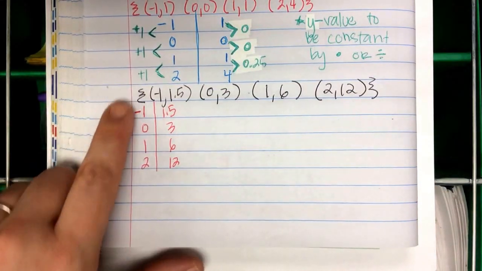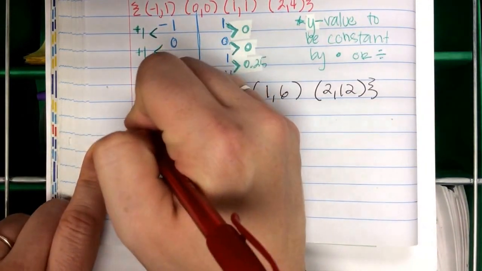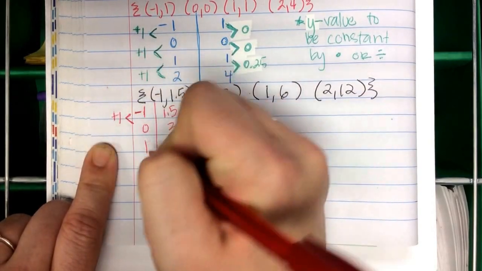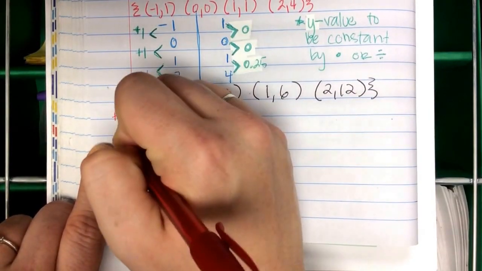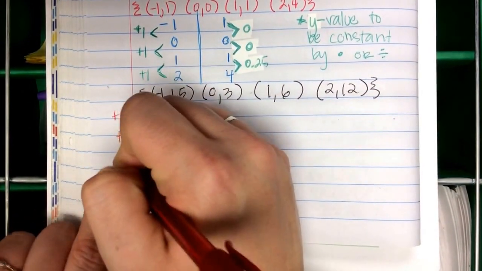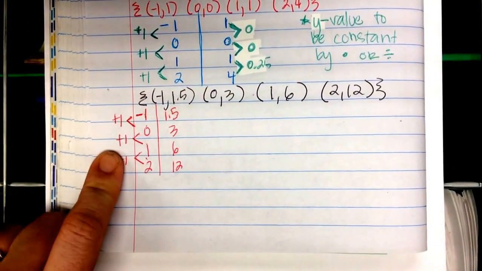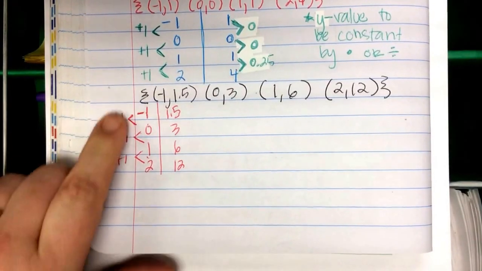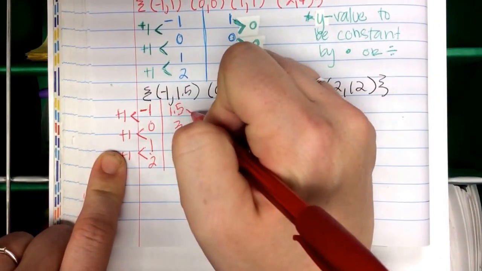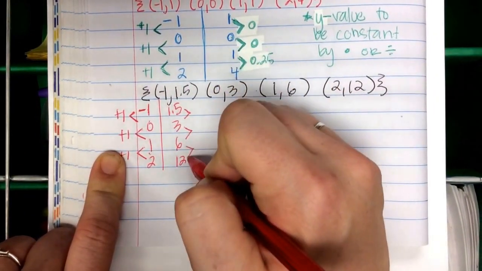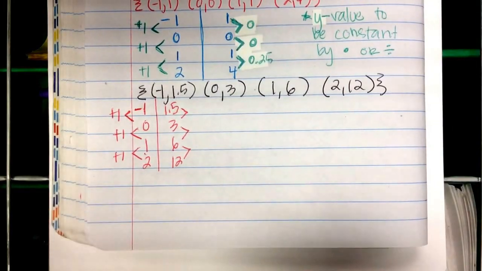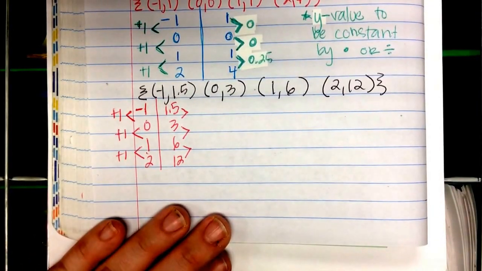My numbers, let's see, from -1 to 0, I add 1. From 0 to 1, I add 1. And from 1 to 2, I add 1. That's perfect. This is a constant rate, right? This is proportional. Because this is exponential, I'm not adding, I'm multiplying or dividing.